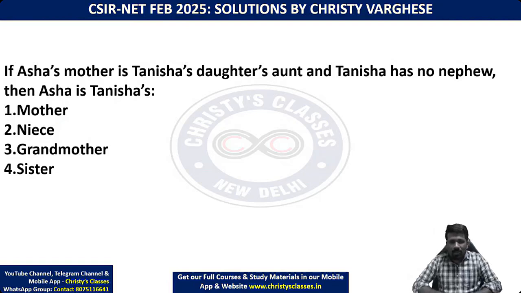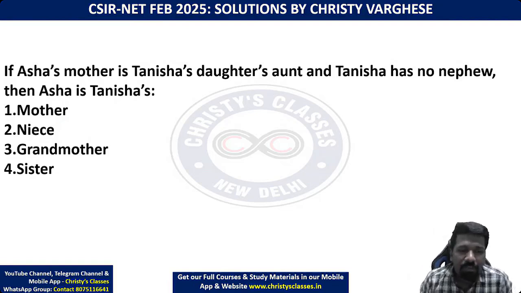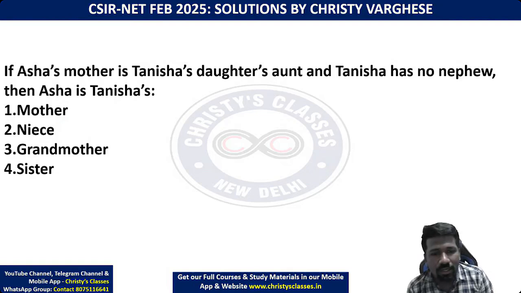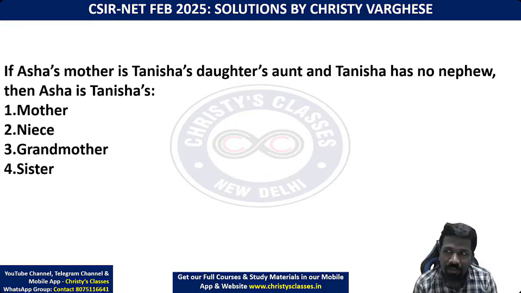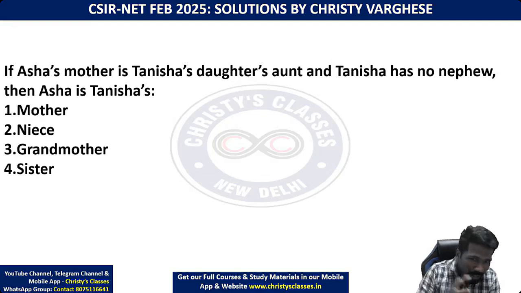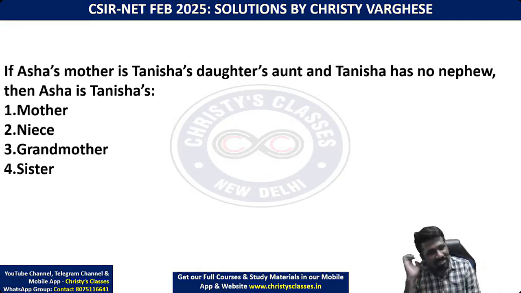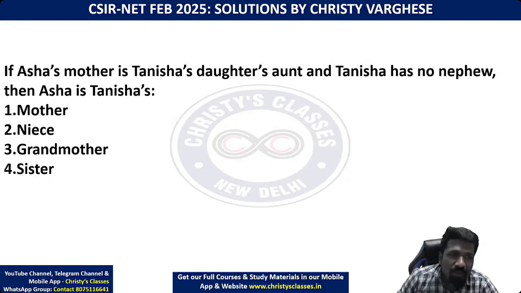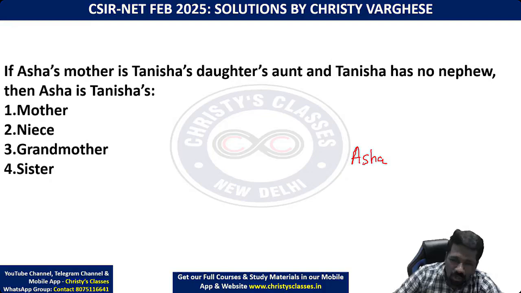Okay, I will explain. Some of you got an answer. If Asha's mother is Tanisha's daughter's aunt, here some of you may have an opinion: Asha means a female person, Tanisha means a female person. Not necessary. Unless mentioned in the question, don't assume according to the names that you know. In some questions that assumption won't create a problem, but in some it can. So just because Asha sounds like a female name, don't assume so now.